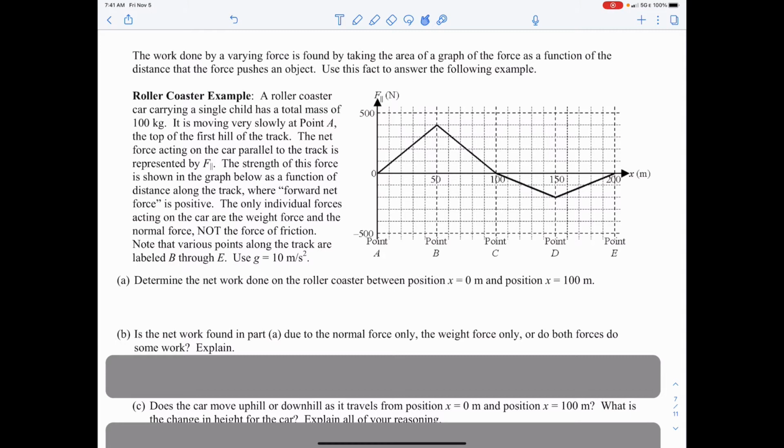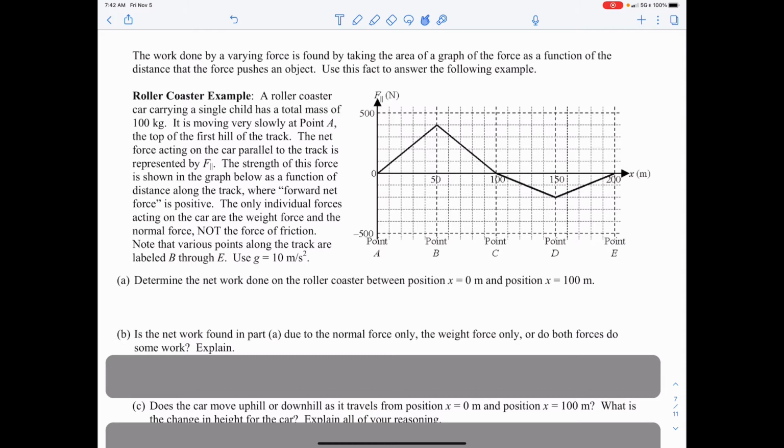The strength of this force is shown in the graph as a function of distance along the track, where, quote, forward net force is positive. The only individual forces acting on the car are the weight and the normal force, not the force of friction. Note that various points along the track are labeled B through E.